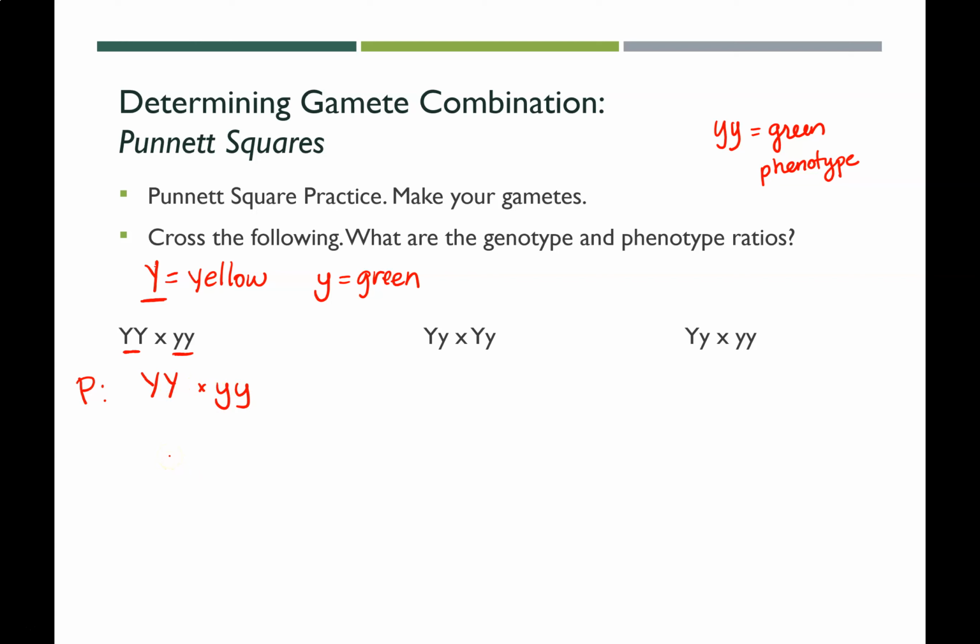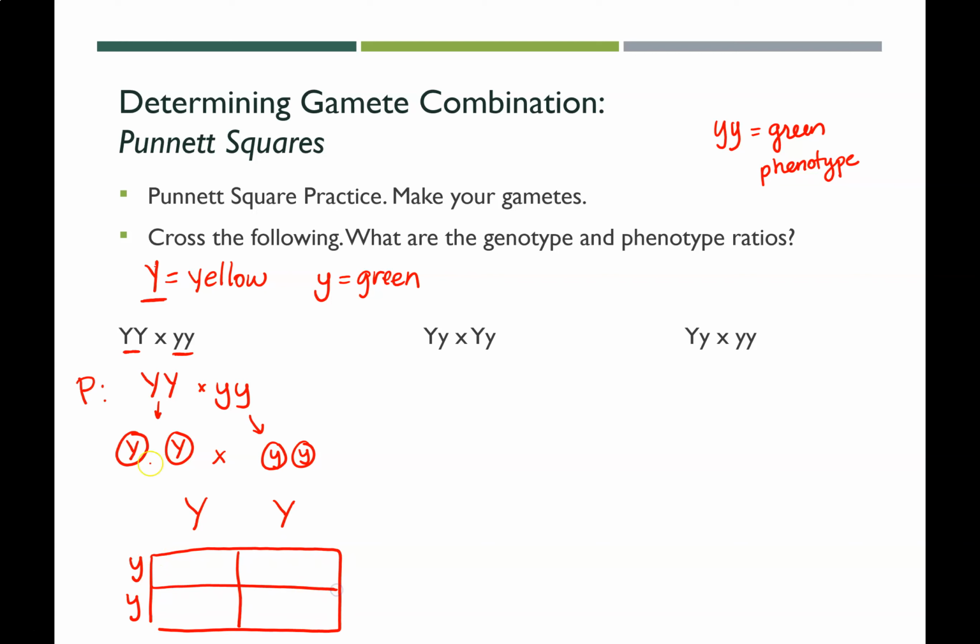let's first start by making our gametes. So in meiosis, this individual can produce a gamete with a big Y or with a big Y. This individual can produce a gamete with a little y or a little y. Those are the only two options. So if one of the eggs from this individual is fertilized by a sperm from this individual, those are the potential offspring that you can get. So let's move this over to a Punnett square.